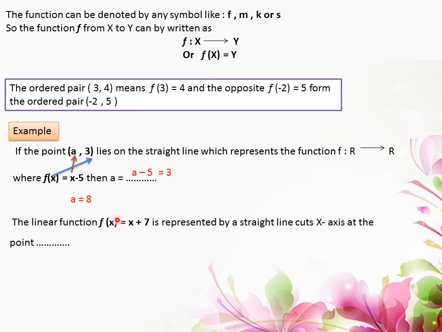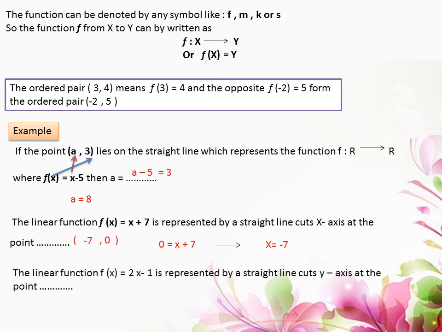f of x expresses the y axis equals 0. So the second projection will be 0, and we can replace f of x by 0. x plus 7 equals 0, so x will be -7. Then the point will be (-7, 0). Another example.